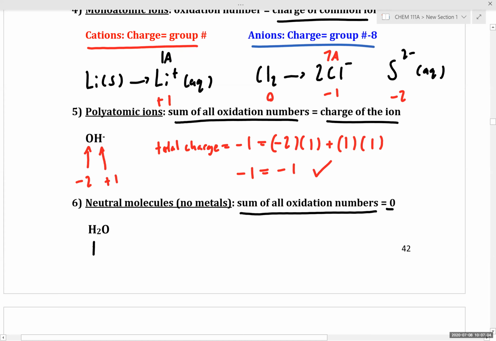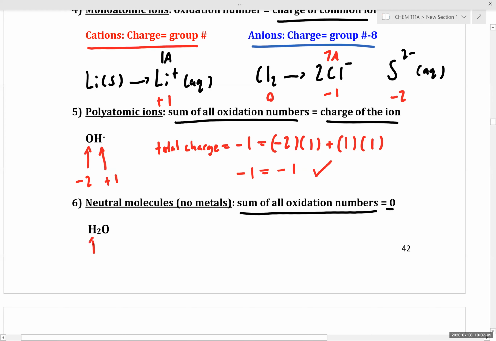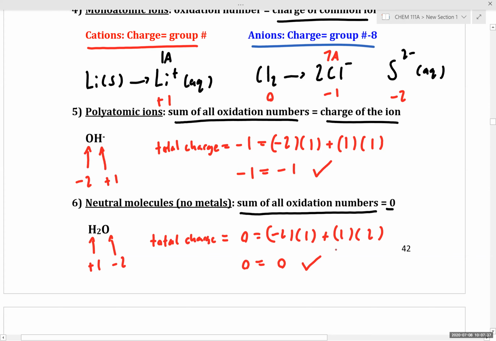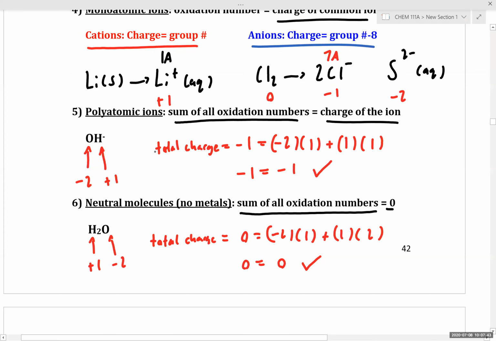If we look at water, we notice very clearly that hydrogen will have a +1 charge and oxygen a -2 charge, and as such, hydrogen will prefer to adopt a +1 oxidation number and oxygen a -2 oxidation number. So we know that the total charge, which is equal to 0, is equal to the oxidation number of oxygen times the number of oxygen atoms, plus the oxidation number of hydrogen times the number of hydrogen atoms. And we see that this relationship does hold true. The total charge is equal to the sum of oxidation numbers.